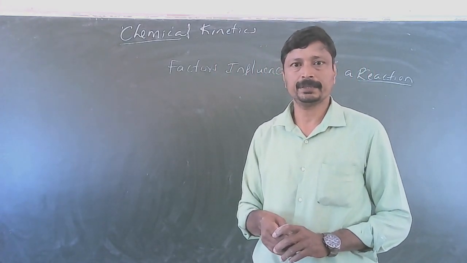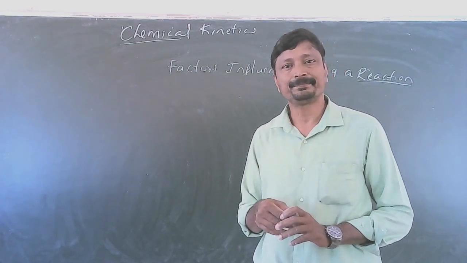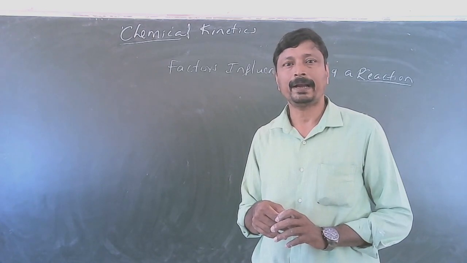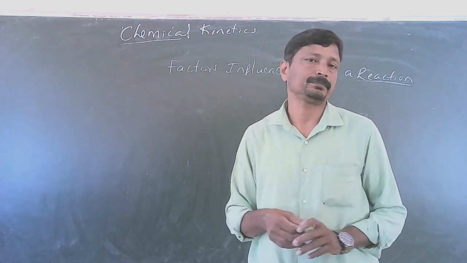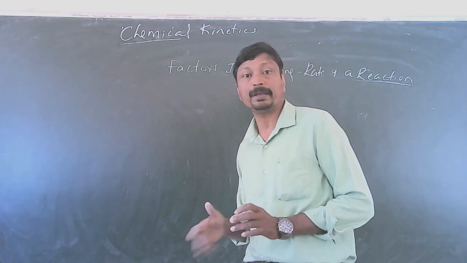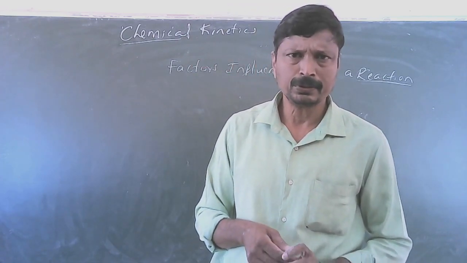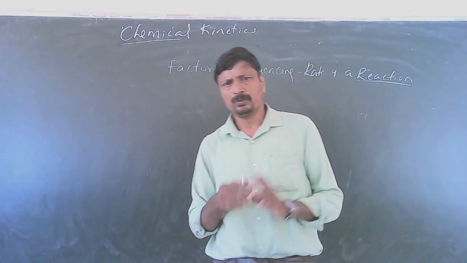In last class, I discussed what is chemical kinetics and rate of the reaction. What is rate of the reaction? It's a change in molar concentration of any one of the reactant or product per unit time. So there I discussed two types of example.